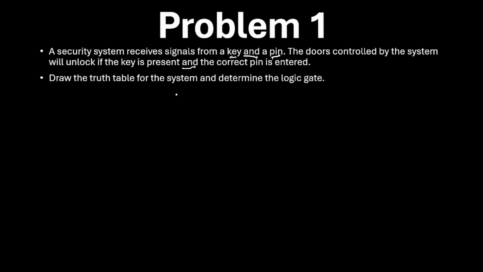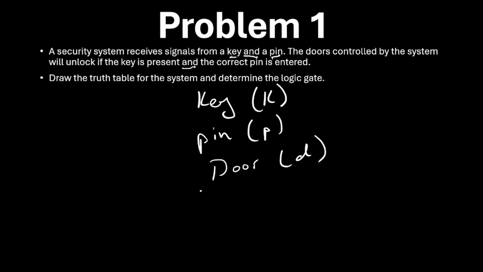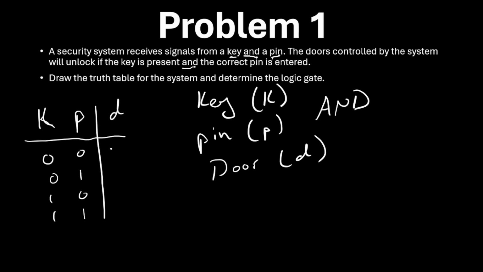So first, let's determine our inputs. We have an input key, which I'm going to call K. We have input pin, I'm going to call that P. And the door unlocks, just call it door for the output. Okay. So when the key and pin are present, we're going to have an AND gate to unlock the door. So let's draw that truth table. So the first row, or row number 0, neither key or pin are there, so 0. And then rows 1 and 2, we only have key or pin, not both.